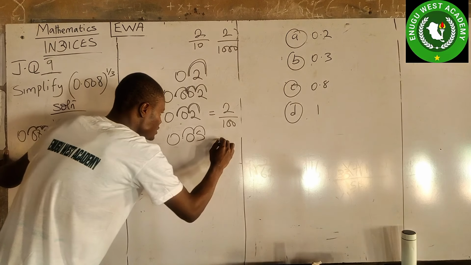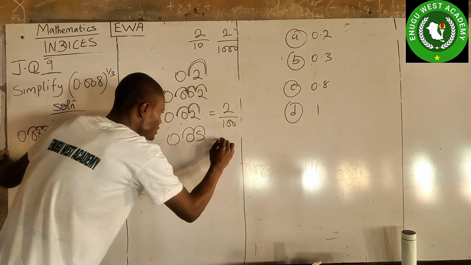So we have 8 over 1000, all raised to power 1 over 3. If you press 8 divided by 1000 in your calculator, it will give you 0.008. So now, since we have 8 over 1000 raised to power 1 over 3, let's introduce our roots. What we have here is 3, so meaning that we're going to have the cube root of everything here.